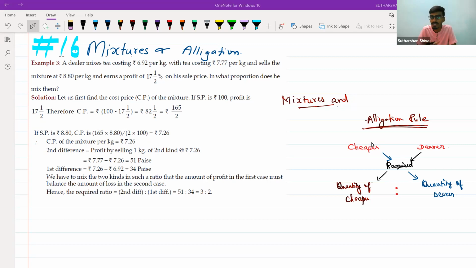This is our video number 16 in the mixtures. In this video, we are going to see about the topics, mixtures and alligations. That is a separate concept. When two mixtures are given to you and they are able to identify the one ratio, you will come to your mind, that is mixtures and alligation.